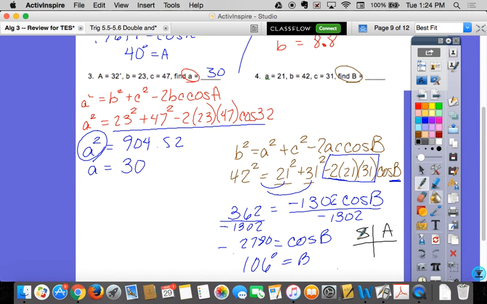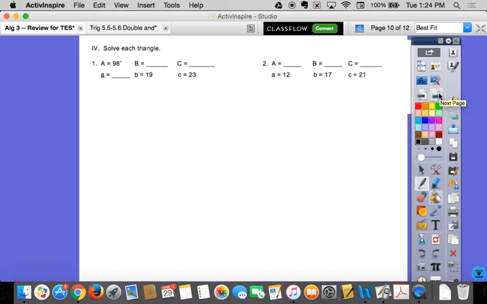Cosine in the second quadrant, cosine's negative. So that would make sense that right here, the value of cosine of your angle is a negative decimal. So it should all work together. All right, then you have two problems where it says solve the triangle. Hopefully you're remembering that solve the triangle means find all three angles and all three sides.